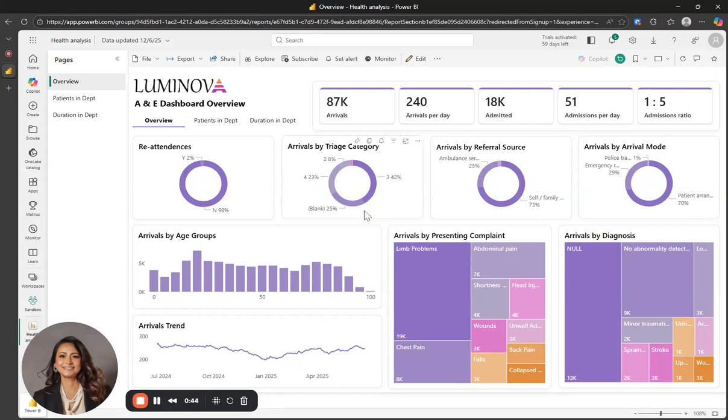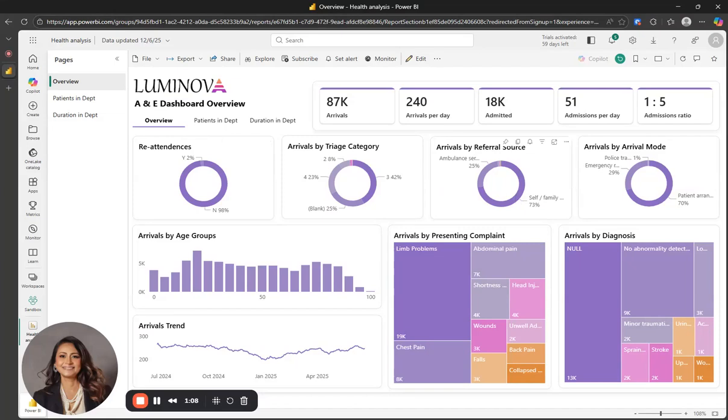To the left, we have a breakdown of reattendances. This shows the proportion of patients who return within the reporting window, helping highlight both patient behavior and potential gaps in initial care and follow-up. The next set of visuals allow us to explore patient.